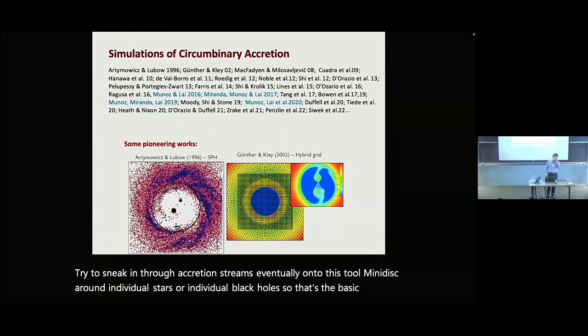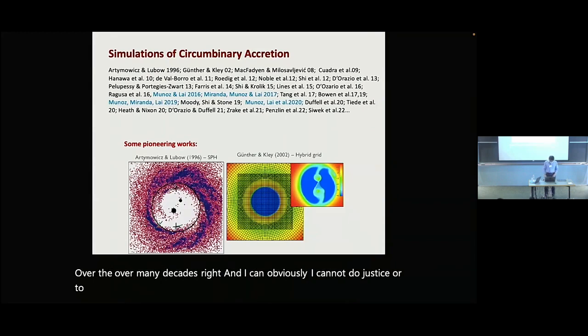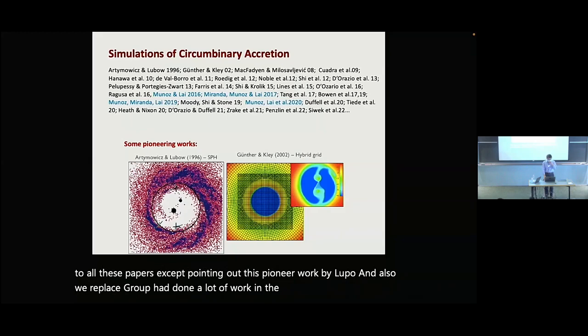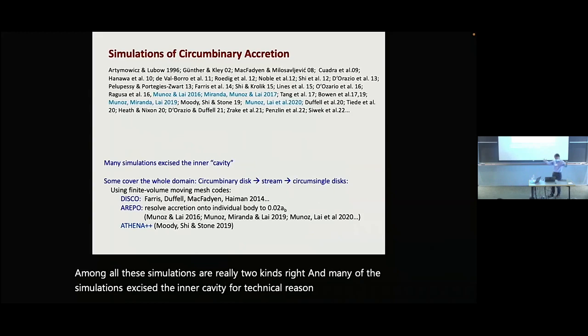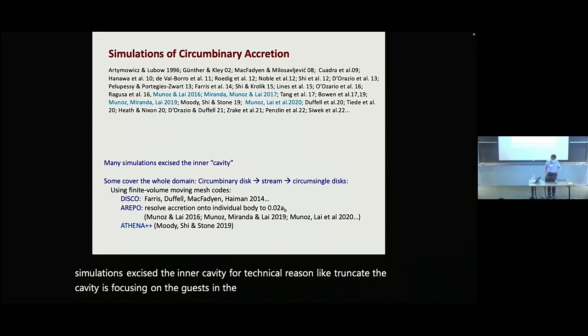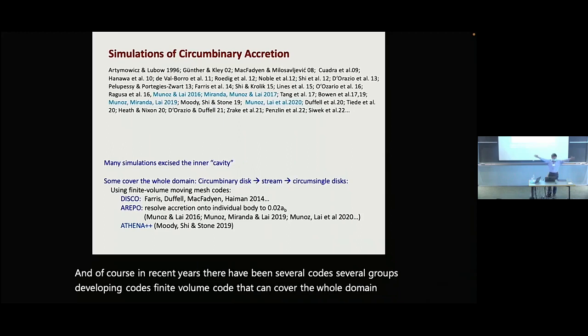Now, this problem has been studied over many decades, right? And obviously I cannot do justice to all these papers, except pointing out the pioneering work by Artymowicz and Lubow, and also Willy Clay's group had done a lot of work in the past and still ongoing. Willy unfortunately passed away a few months ago. Among all these simulations, there are really 2 kinds, right? Many of the simulations excised the inner cavity for technical reasons, truncating the cavity and focusing on the gas in the circumbinary region. This kind of simulation is useful for some problems, but not always. One has to be careful for some other problems. And of course, in recent years, there have been several groups developing finite volume codes that can cover the whole domain, from the large circumbinary region, through the accretion stream, eventually going to the individual disks.